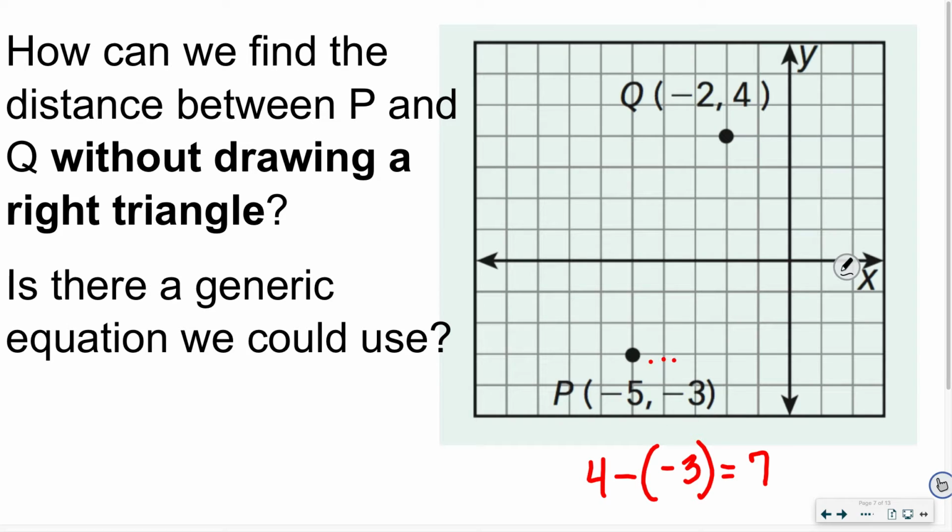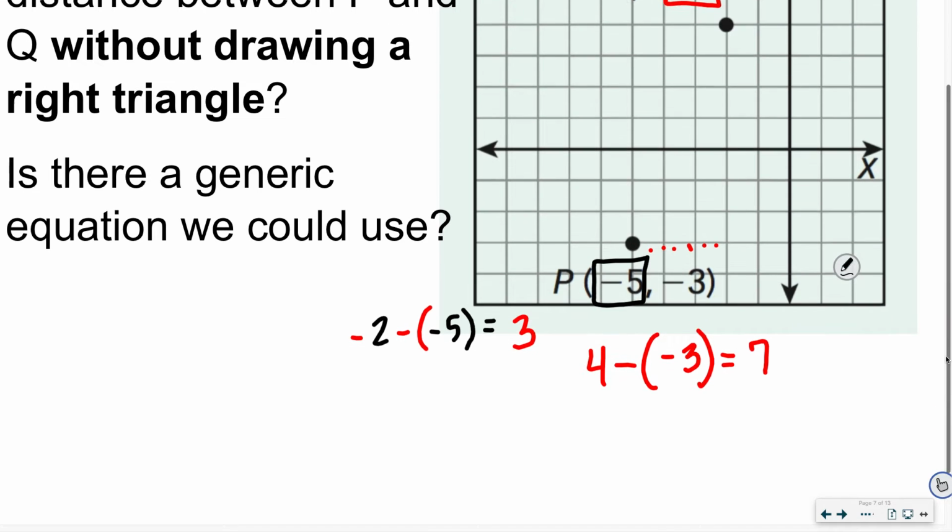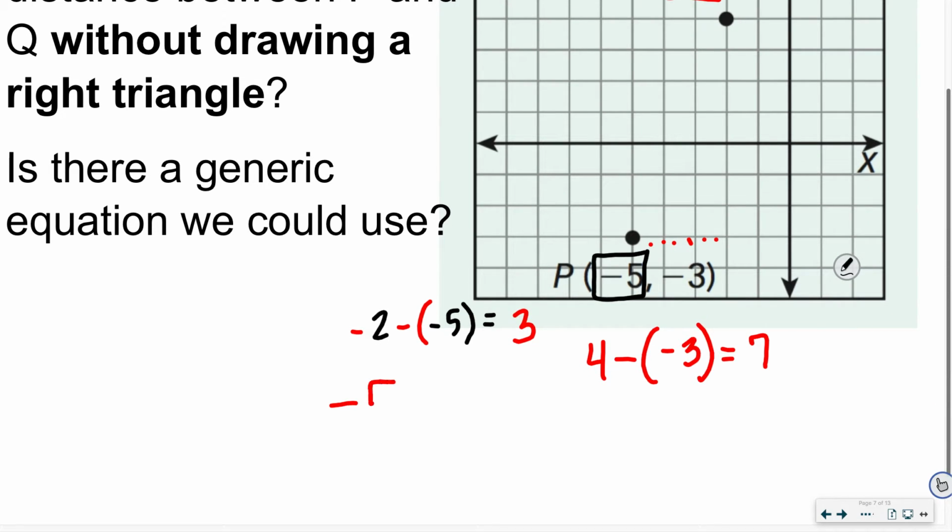What if you wanted to figure out this value, what this would have been? I'm going from an x value of -5 to an x value of -2. What's the distance between them? -2 minus -5. Yeah, you could have done -2 minus -5, which would have given you what answer? 3. What if you did -5 minus -2? What would you have gotten here? -3.